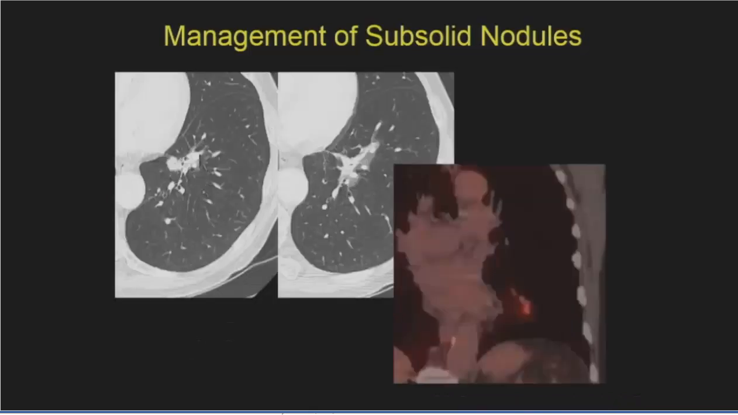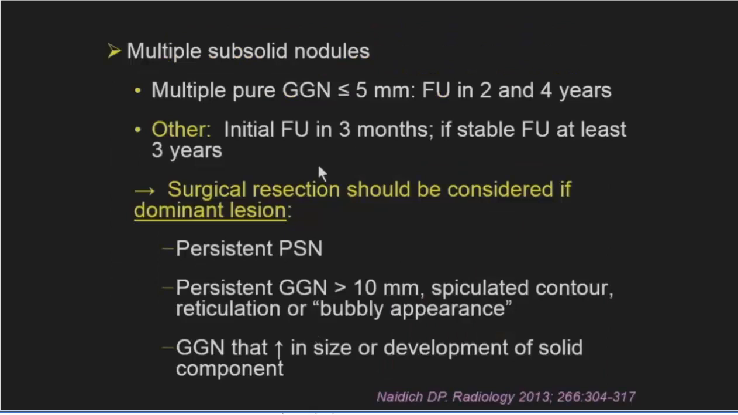Here's an example of a large part-solid nodule in the left lower lobe. We can see that there was FDG uptake in the solid component of the lesion. In this case, the patient did not have signs of nodal or distant metastasis, so he underwent lobectomy. This was a lepidic predominant adenocarcinoma.